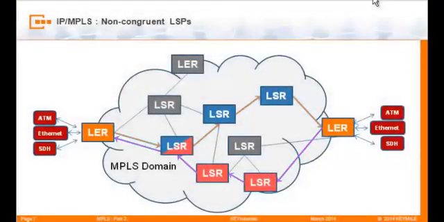One of the drawbacks of IP MPLS is that you just can't guarantee that the return path will follow the same route as the outgoing path. It's what we call non-congruent. So why is that a problem? Well, let me explain it with an illustration.